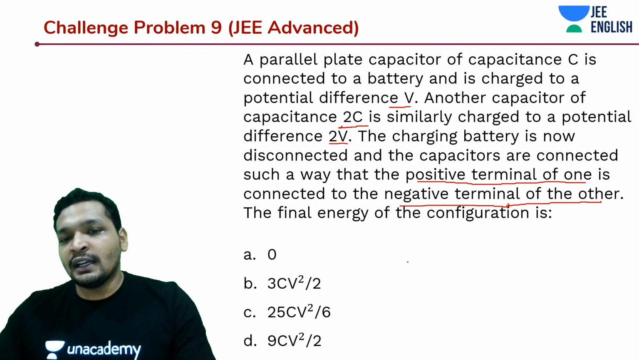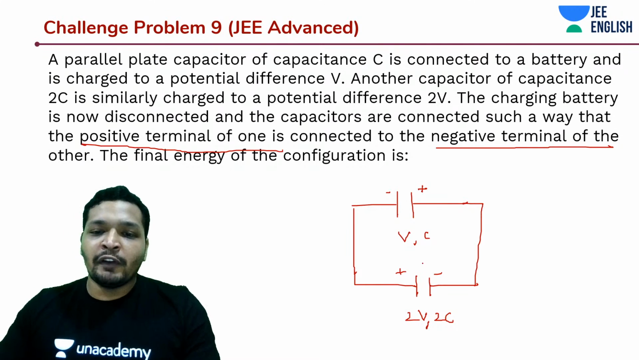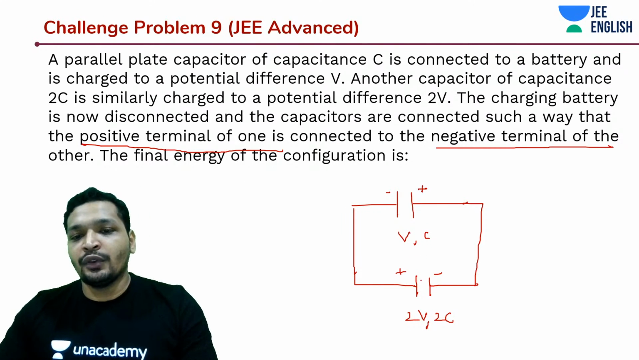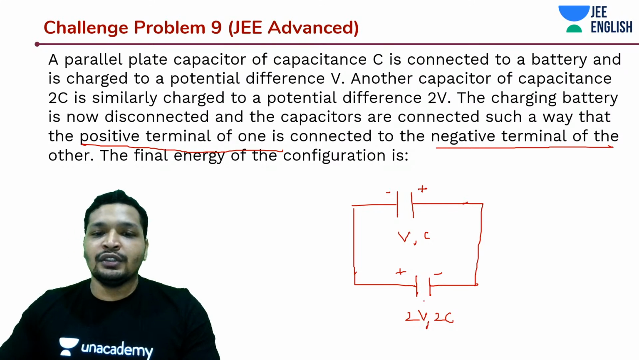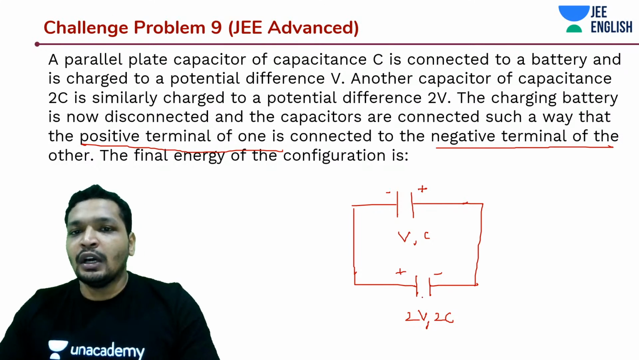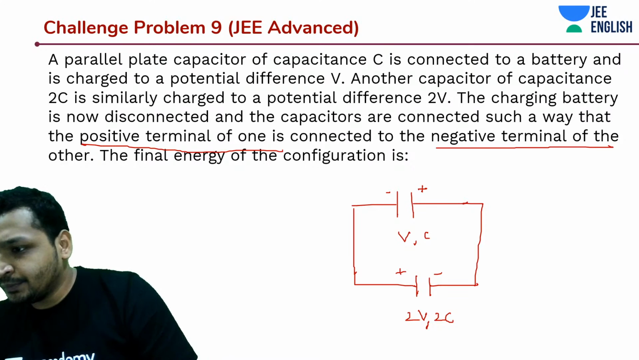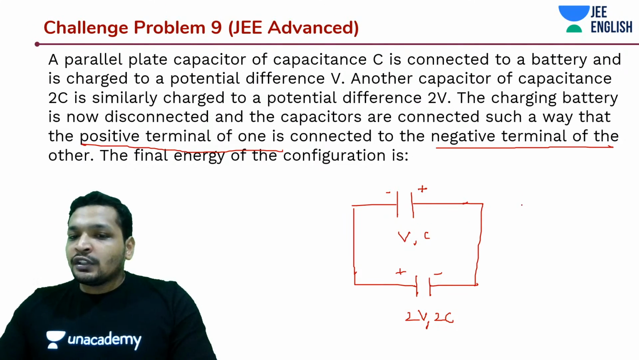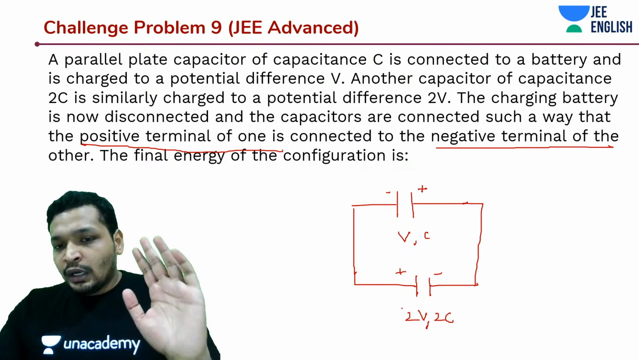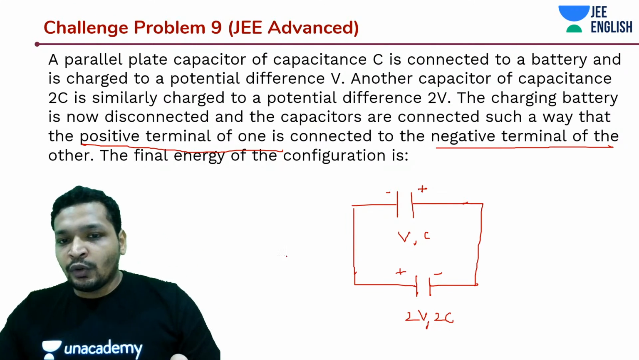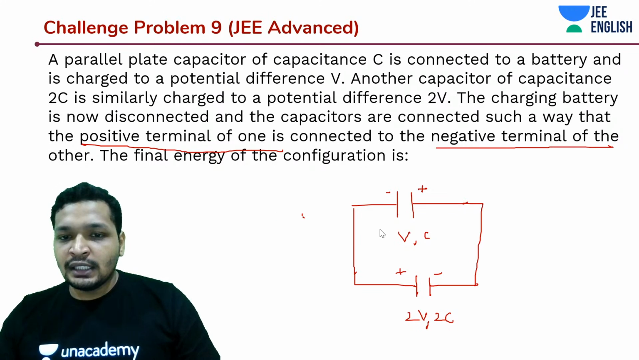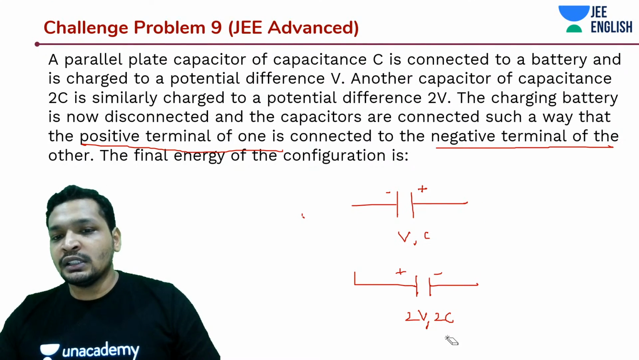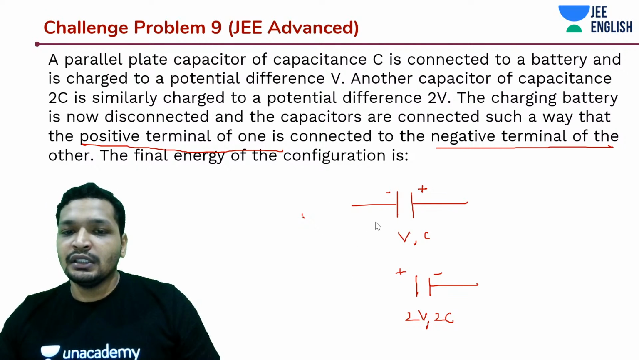What is the final energy of the configuration? You first need to find the potential, and then you can just add the energies, since the capacitors are at the same potential. First of all, until now the potentials were different. Let's assume the connection was not existent. Then this is at 2V and this is at V. Once you have connected them, they will establish the same potential.